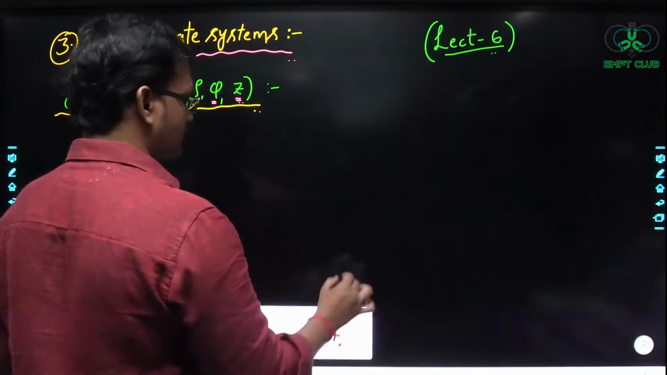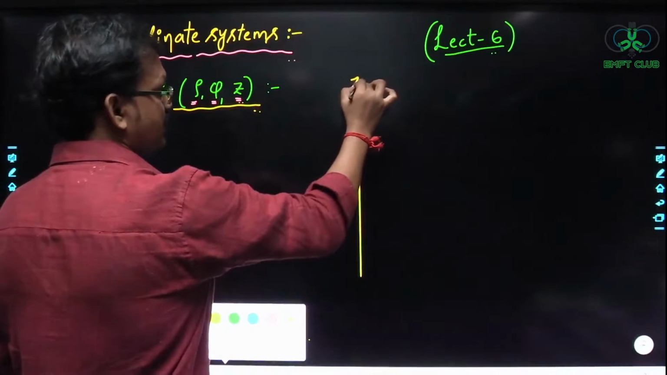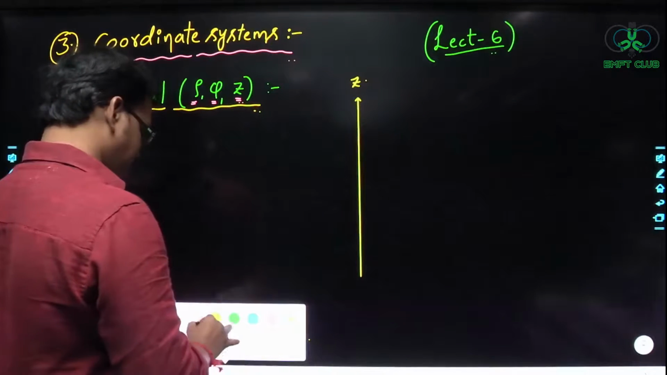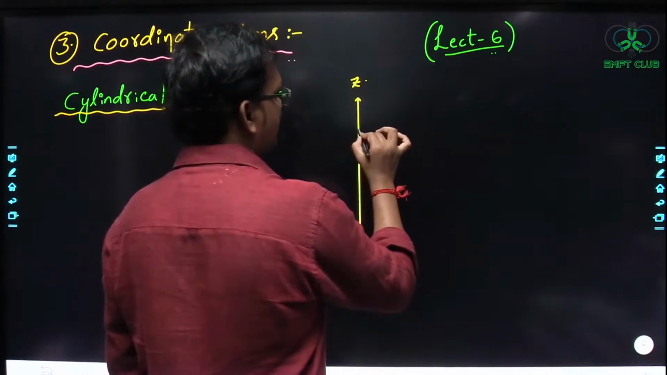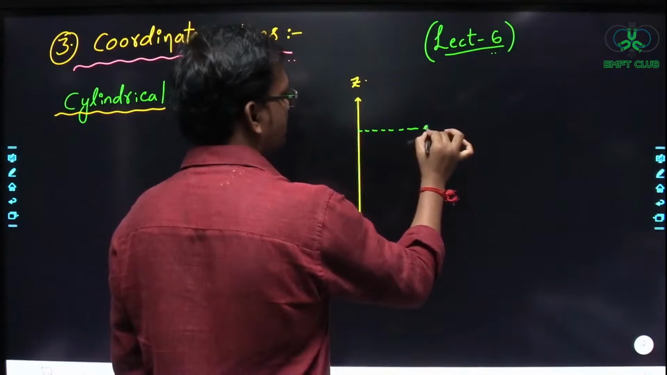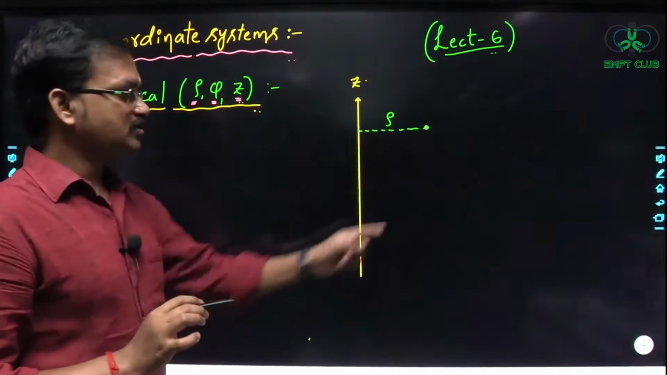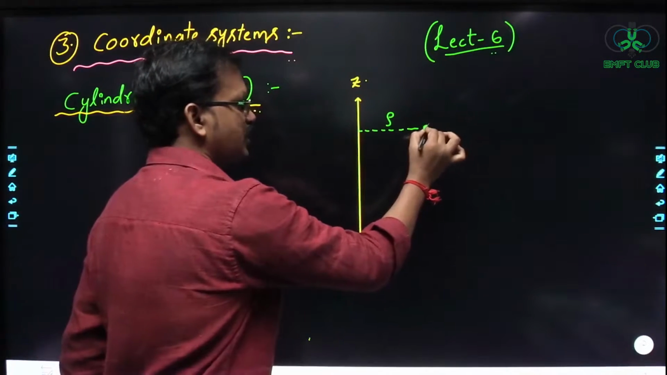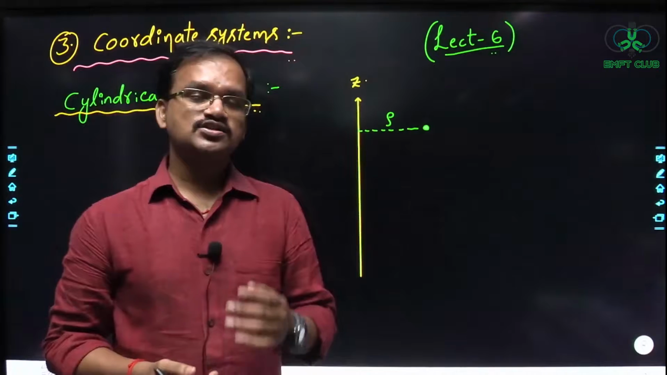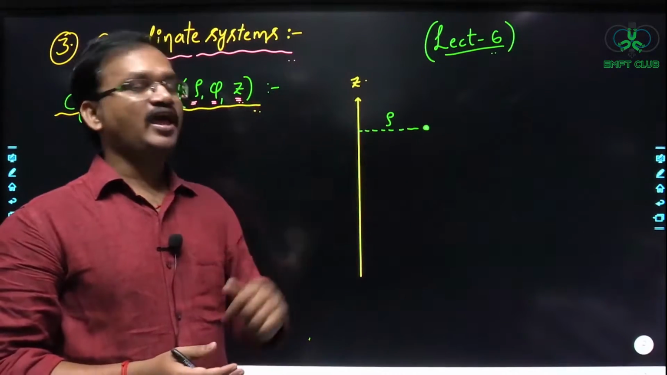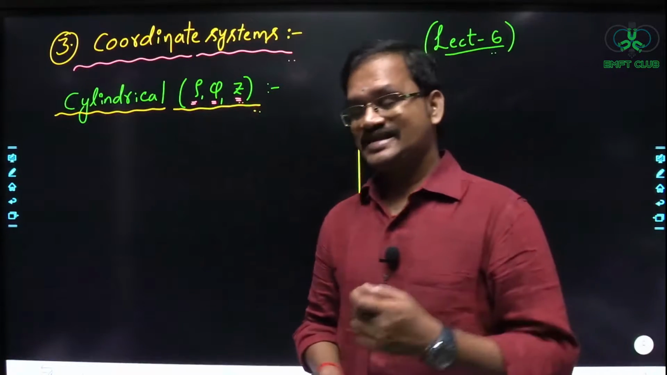an axis, let us say this is the z axis. Now I am considering a point here which is at a normal distance rho from the z axis. Now if I ask you what is the locus of all the points which are at the same normal distance rho?